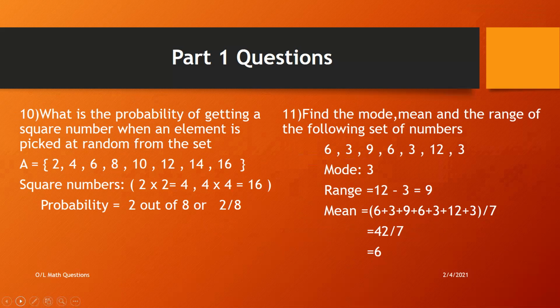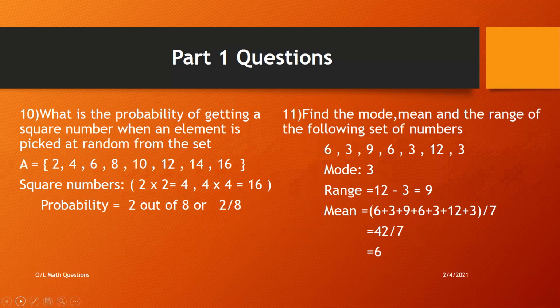The 11th question, find the mode, mean, and the range of the following set of numbers. These are my numbers: 6, 3, 9, 6, 3, 12, 3. According to this set of numbers, my mode is 3. We know the mode is the highest occurring number, so my mode is 3. How do we find the range? The largest value minus the smallest value. So according to this, 12 minus 3, it's 9.